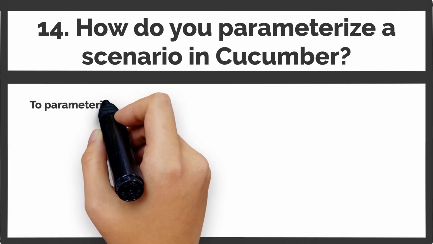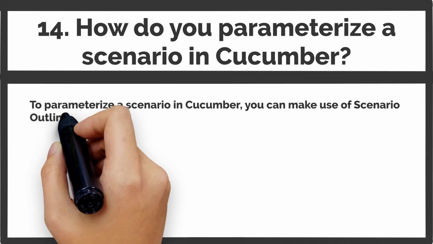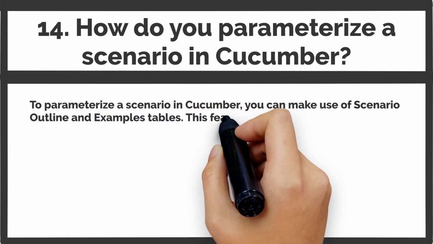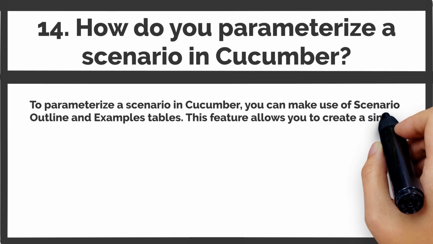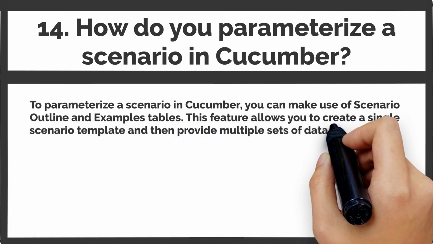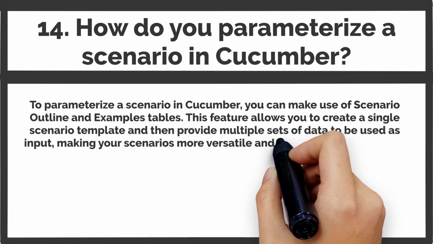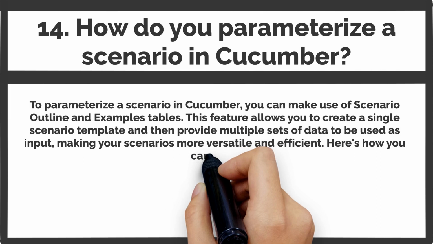To parameterize a scenario in Cucumber, you can make use of scenario outline and examples tables. This feature allows you to create a single scenario template and then provide multiple sets of data to be used as input, making your scenarios more versatile and efficient. Here's how you can do it.